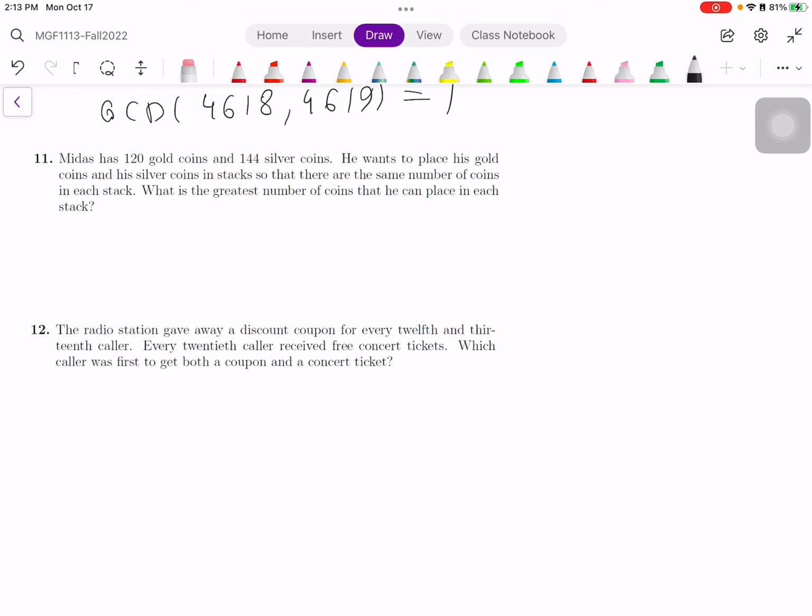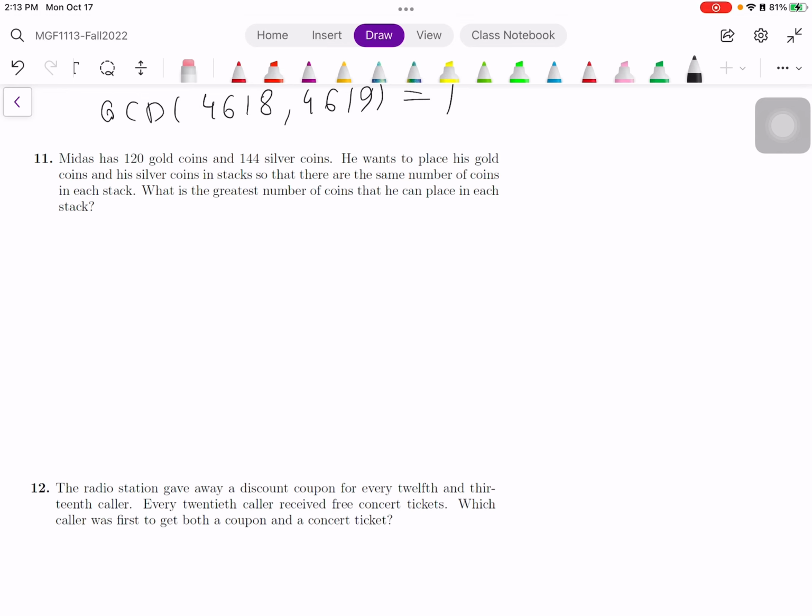And finally, let's do some applications. And I want you to recognize first whether we're looking for greatest common divisor or a multiple. Midas had 120 gold coins and 144 silver coins. He wants to place his gold coins and his silver coins in stacks so that there are the same number of coins in each stack. What is the greatest number of coins that he can place in each stack?